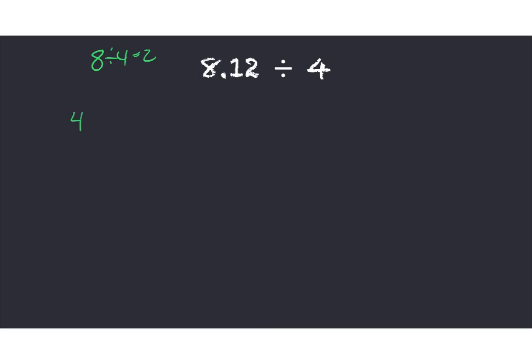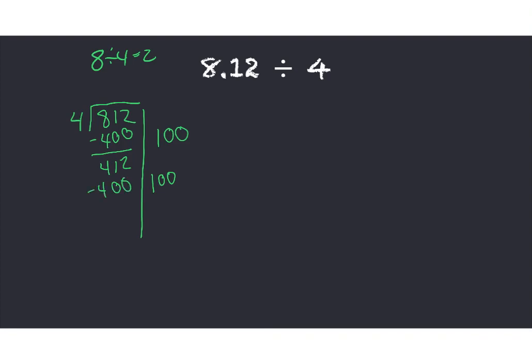So we'll set this up as if we were dividing 812 divided by 4. So how many groups of 4 can we take out of 812? Let's go ahead and start off with 100. 100 groups of 4 would be 400. 812 minus 400 would give me 412 left over. I can take another 100 groups of 4 out of this. 100 groups of 4 is 400. 412 minus 400 is 12.